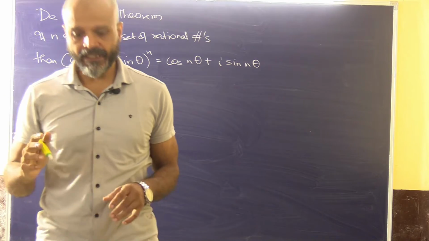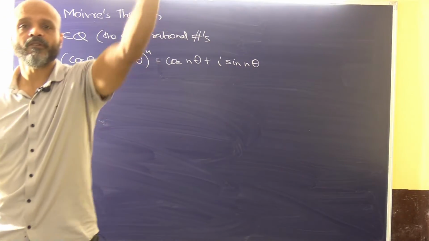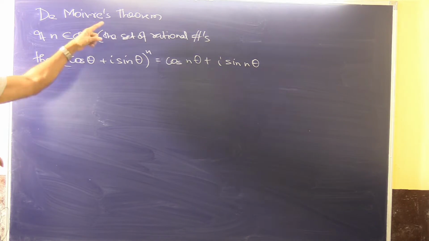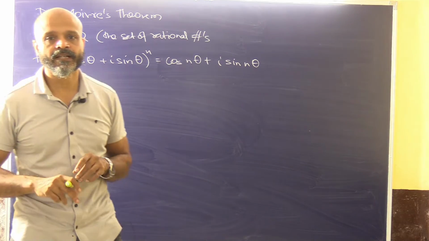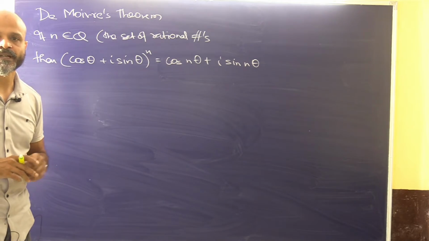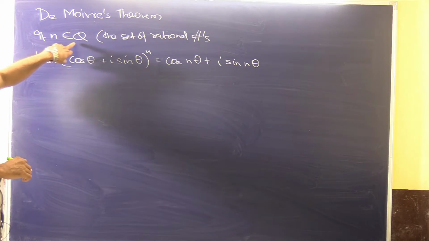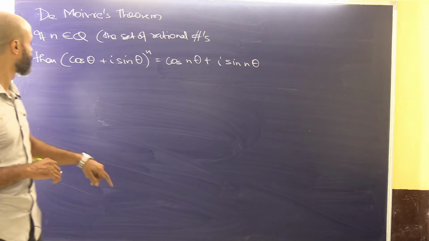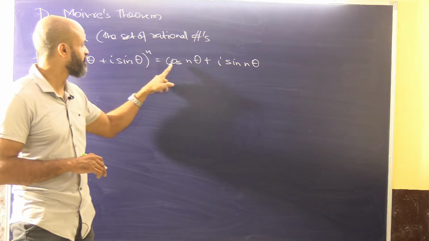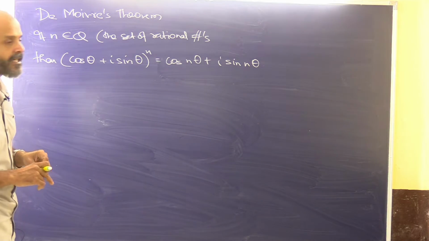Okay, people, as we were dealing with complex numbers, we will also be discussing certain problems which are based on De Moivre's theorem. So we need to have clarity on what basically De Moivre's theorem is. A lot of problems are based on this. Okay, so what does De Moivre's theorem say? If n belongs to Q, the set of rational numbers, then (cos theta plus i sin theta) to the power of n will be equal to cos n theta plus i sin n theta.